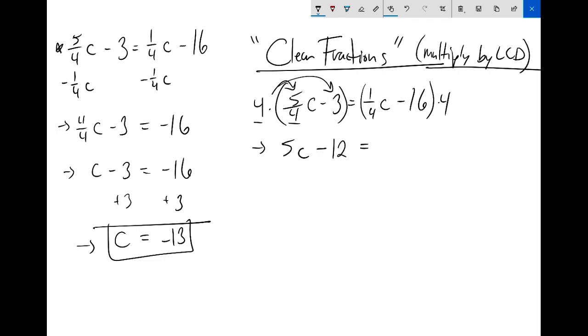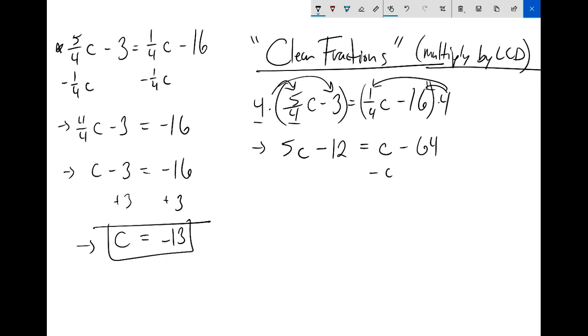Okay. Same thing on the other side. What's going to happen there? Well, 4 times 1 is 4 divided by 4 is 1, so that's going to be c. And then 6 times negative 16 is what? Negative 64. So what happens is that if you multiply by the least common denominator, you turn it into an equation without fractions. So now our fractions are gone. And we can just solve it like a regular equation using the strategies that we've already been using.